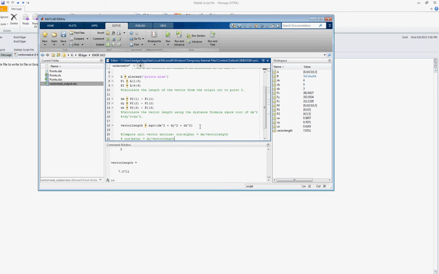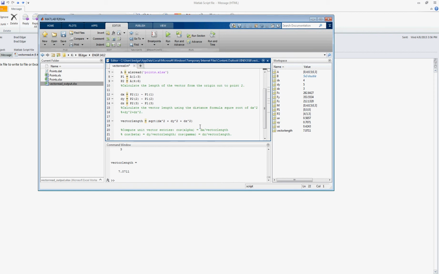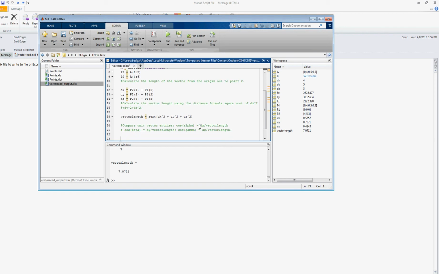If you're not sure about these, please go back and look at the video where we defined them. And then finally, the cosine of the angle gamma. Now, depending on what textbook you use in physics or statics, they could call this theta x, theta y, and theta z instead of alpha, beta, and gamma. But it's all the same. So dz divided by vector length. So this gives us the cosine of these three angles. So let's go ahead and define those.